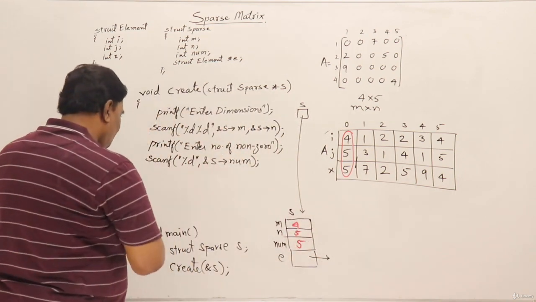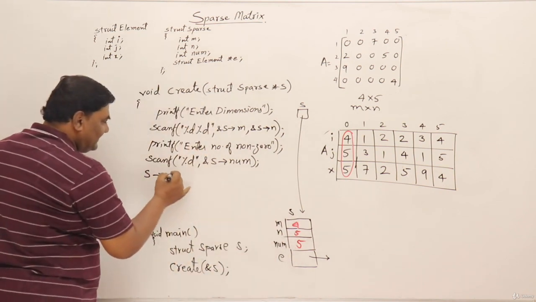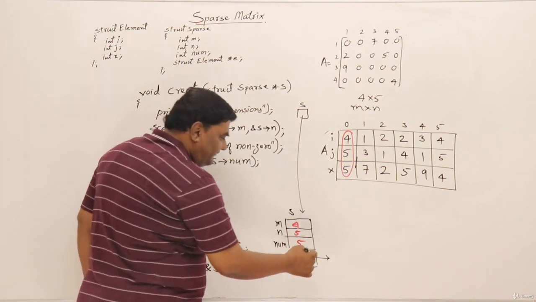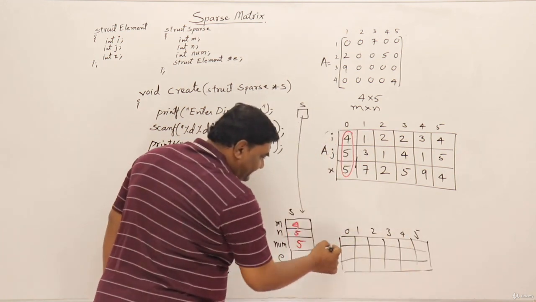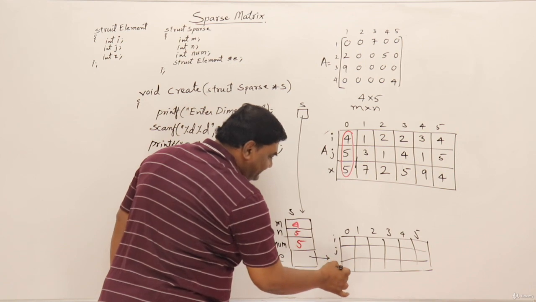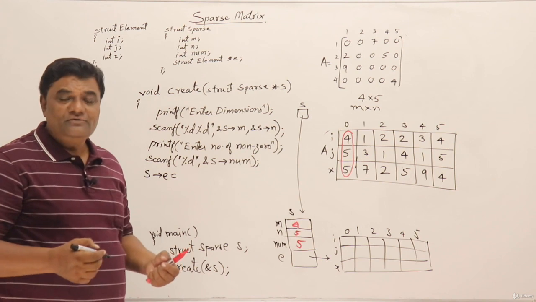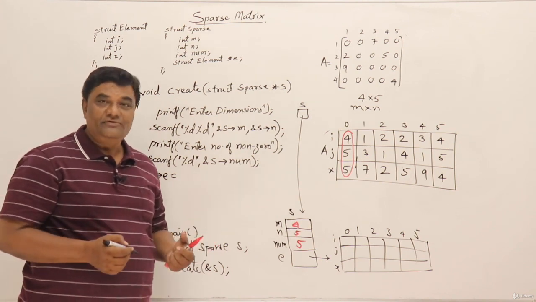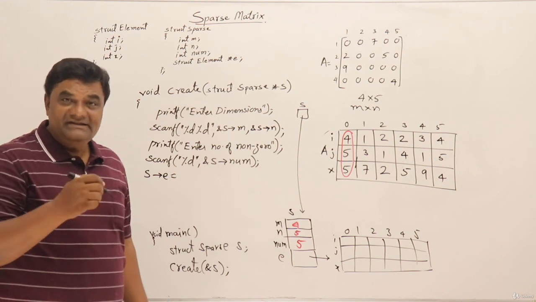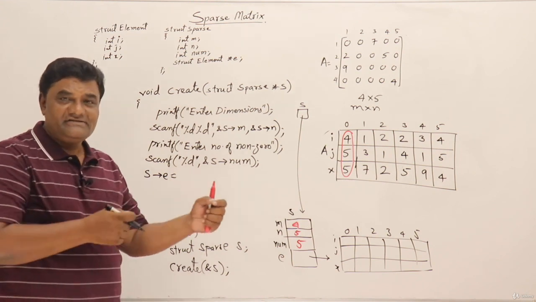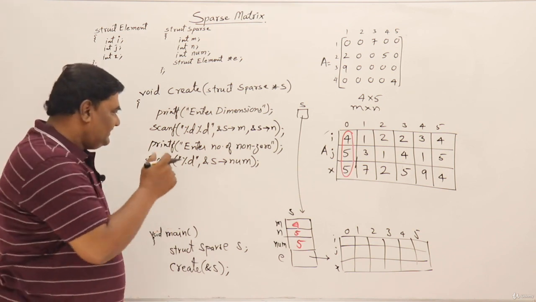So let us write the code: S caps E assign. I have to create an array of elements of size 5, and this is pointing there, with I, J and X. For creating that, we have to dynamically allocate the memory. For that, we would use the malloc function, but I said I will be using the new operator of C++. That is easy to write and it will reduce the size of the code. We have already discussed how to write malloc. Let us write new.